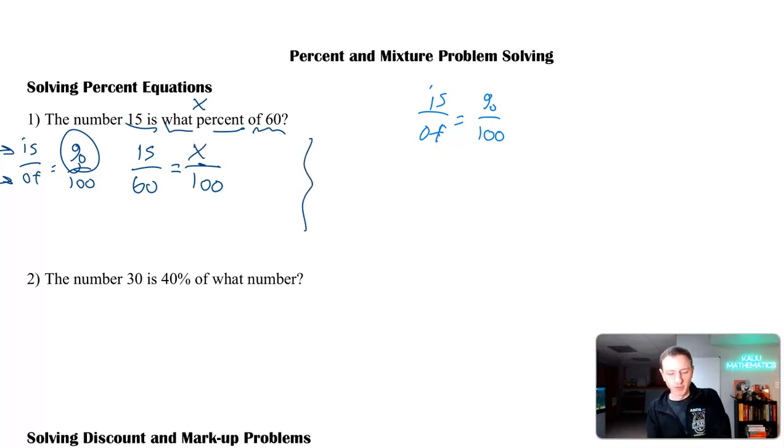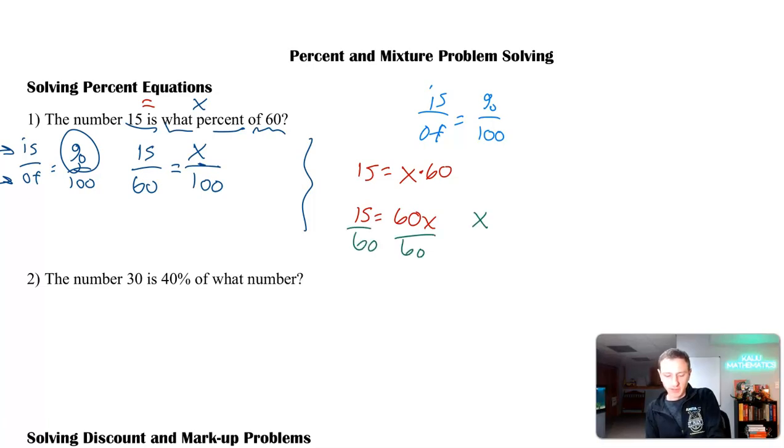Now, what if you didn't want to do that? What if you wanted to just set up an equation? You could also do that. It says 15 is, and the word is always means equals. What percent of 60? If I'm taking a certain percentage of something, I'm multiplying that percentage by the value. If I want 50% of 100, I would do 100 times 50%, 0.5. Same concept here, so it would be 15 equals 60x. Then you just solve by dividing by 60, and you get x equals 15 divided by 60, which is 0.25.